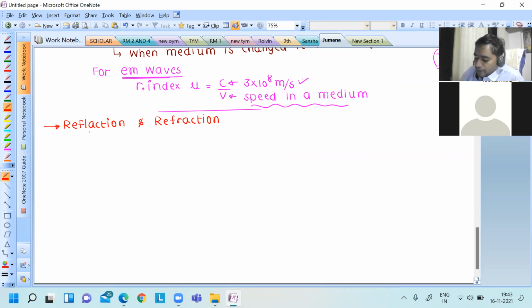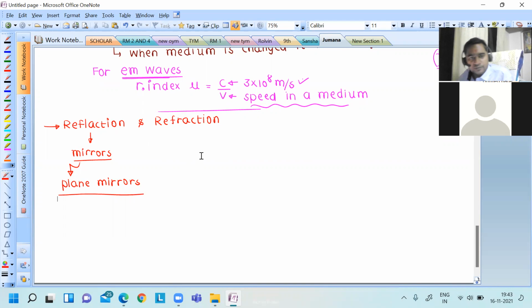So see, you have mirrors here. So what we are going to cover: first mirrors, especially you have been given plane mirrors. Do you have spherical mirrors? Spherical, no, just plane mirrors. Okay. So in reflection, we have a plane mirror. So let's start from this plane mirror.